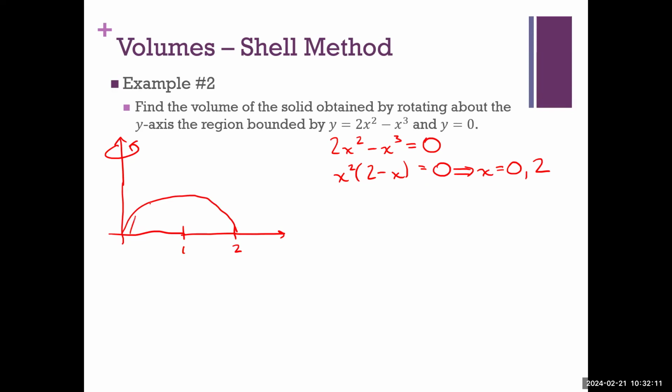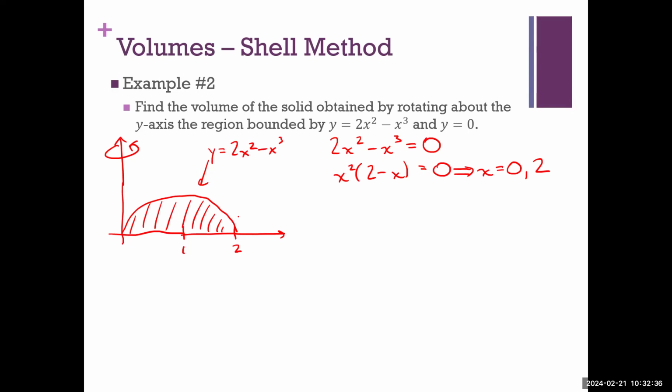Is this the region I care about? So here's my y equals 2x squared minus x cubed. y equals 0 is the x-axis, and that's it, right? That should be the region I want to revolve. And I want to rotate it around the y-axis.